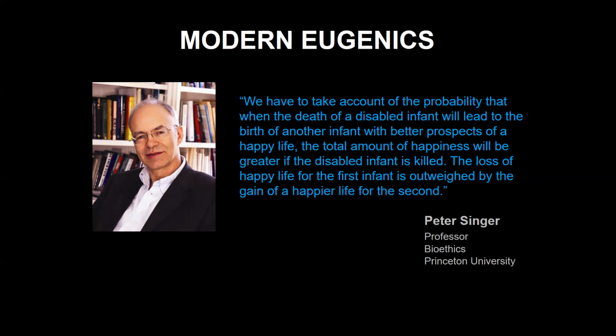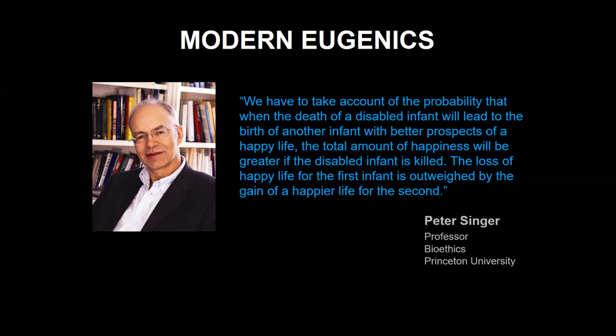Professor Peter Singer, who's at the chair of bioethics at Princeton University, and used to serve on the President's Bioethics Council, President Obama's council. We have to take account of the probability that when the death of a disabled infant will lead to the birth of another infant with better prospects of a happy life, the total amount of happiness will be greater if the disabled infant is killed. The loss of happy life for the first infant is outweighed by the gain of a happier life for the second. It's a very rational utilitarian ethic, right?